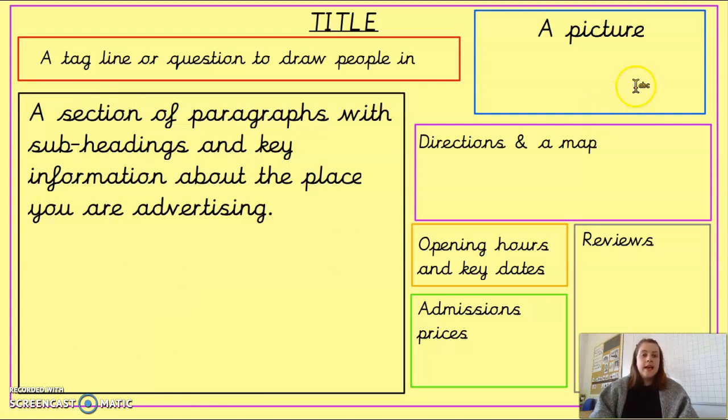In the top corner we're going to have a picture of the place. You might want to draw it, or if you've got a printer at home you might want to print it out. Underneath that, we're going to give directions, really simple directions on how to get there. And maybe you can include a map. A map is optional. You don't have to have a map. But if you thought it looked good or it was useful in the other information leaflets, you can include a map. But we definitely want directions.